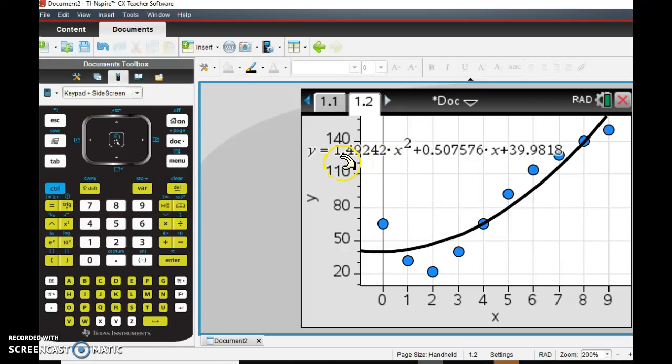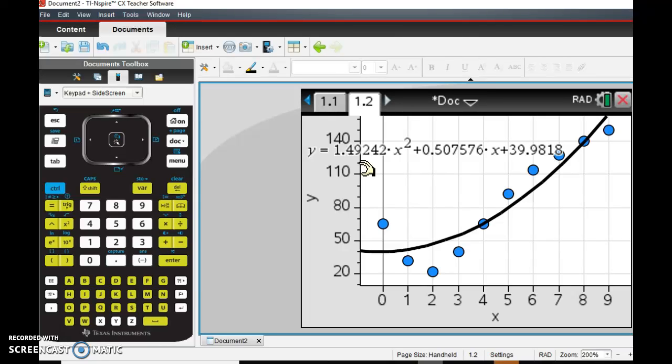So this is going to be my A, 1.49242. B, 0.507576. C, 39.9818. Okay, now this will be rounded to the tens, hundreds, thousands, 10,000, 100,000th place after the decimal. We have been going to about the hundreds, which is 2 places behind the decimal.